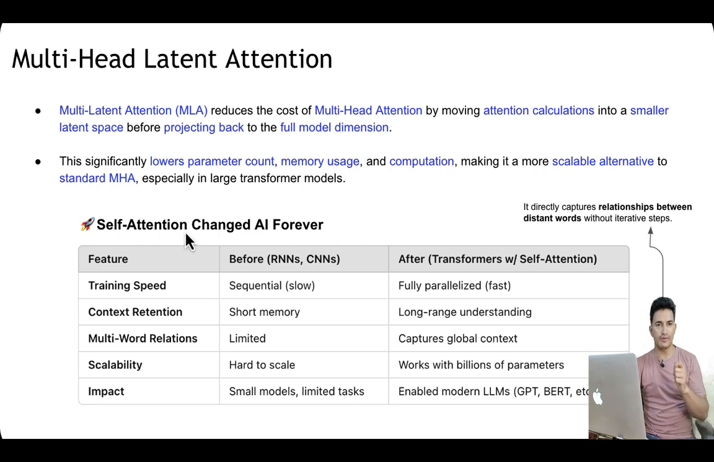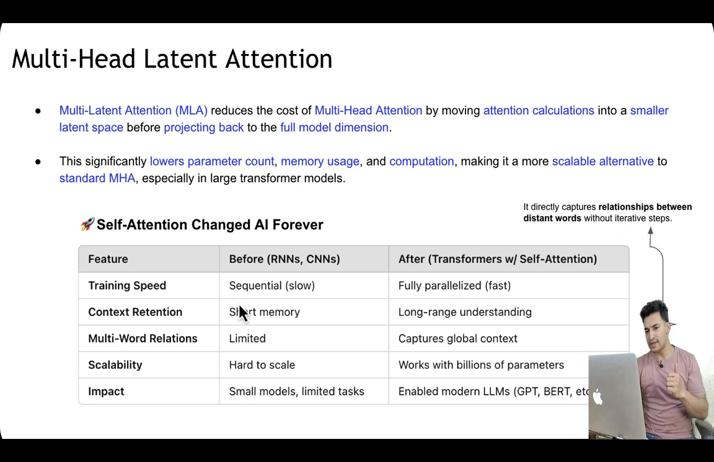Before self-attention, we used to have a simple attention mechanism in models like RNN and LSTM. The problem was its sequential nature, it was slow, the memory was shorter, and multi-word relation was limited. It was able to handle the multi-word relation when the relationship was more in the neighboring words, but if there was some long-term dependency, it was not doing very well. It was hard to scale because of its sequential nature, and it was used in smaller models, limited tasks, and so on. What the transformer did was it brought the idea of self-attention, and it fully parallelized it. Basically in the transformer you provide all the inputs at once and you have the position embedding.